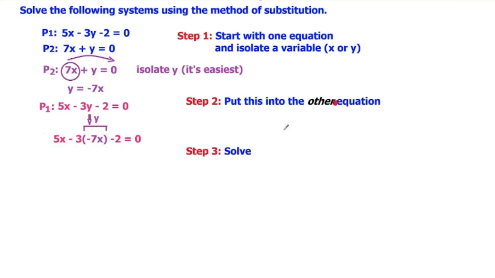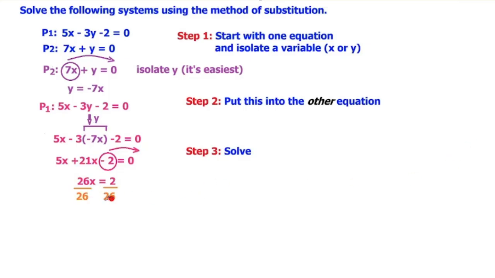Now we can just solve this equation. You can see it becomes a little bit simpler, right? So 5x minus 3 times negative 7x is positive 21x, minus 2 equals 0. Now we can combine like terms, and we can move this over to that side. It becomes 2 on that side, and we combine these two. 21 plus 5 is 26x.